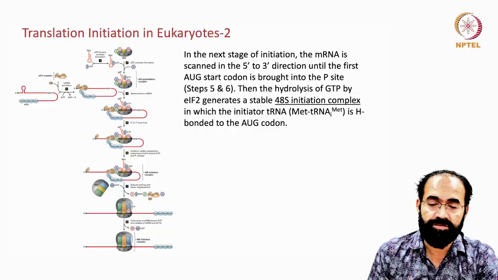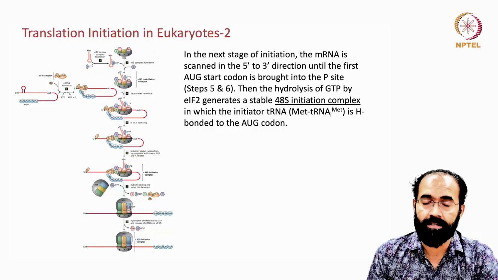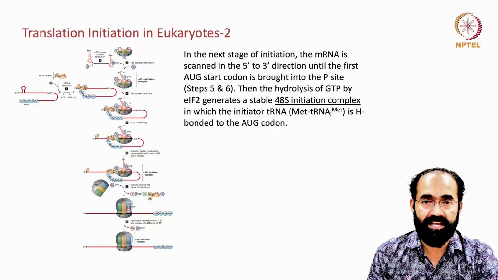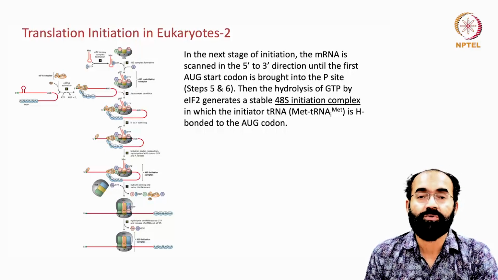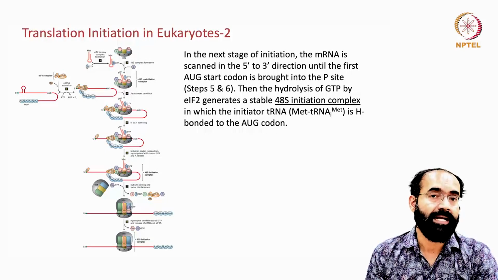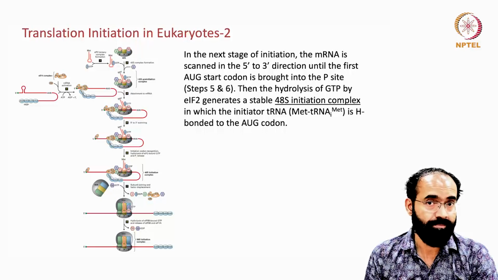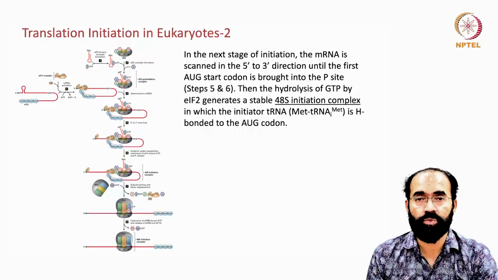The hydrolysis of GTP attached to the eIF2 generates a stable 48S initiation complex, in which the initiator tRNA, that is methionine tRNA, is hydrogen bonded to the AUG codon, because the tRNA has the corresponding anticodon and is now paired onto the first codon of the mRNA. That is step number 2.